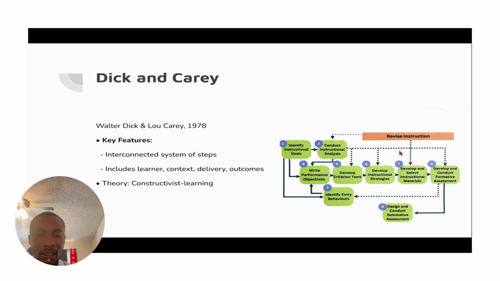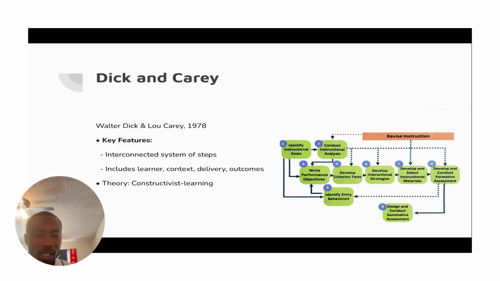So when we see here how the different components of the Dick and Carey model are interconnected, we see that writing performance objectives and developing criterion tests are in one way or the other related to the conduct of instructional analysis, and this is also related to developing instructional strategies, developing and selecting instructional materials, and so on and so forth.